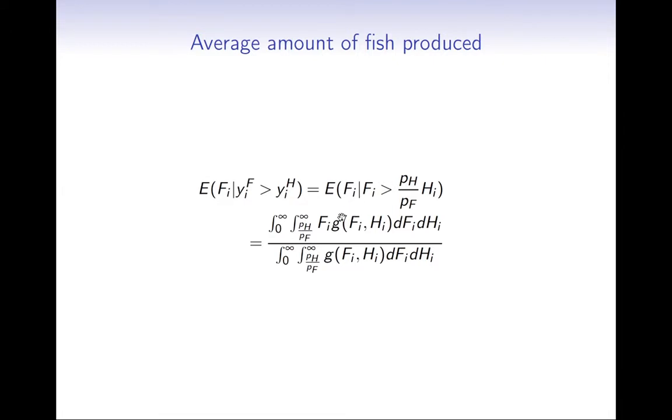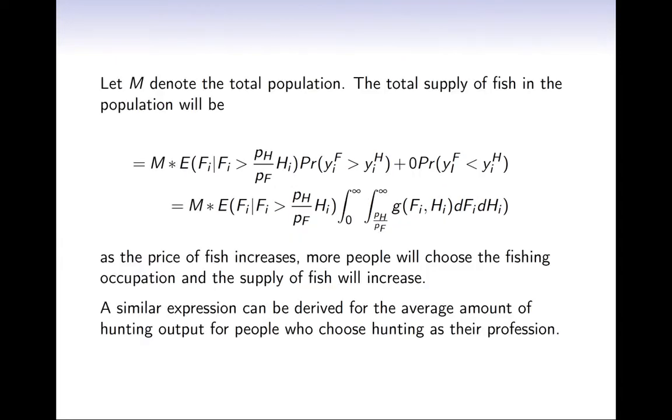Okay, and we need to divide by this. So the density is actually this quantity here inclusive of the denominator. We need to divide by that because the density has to satisfy the property that it integrates to 1. Then if M is the total population, the total supply of fish in the population is going to be the number of people times the average amount of fish that a fisherman produces times the proportion of people that choose fishing as their occupation.